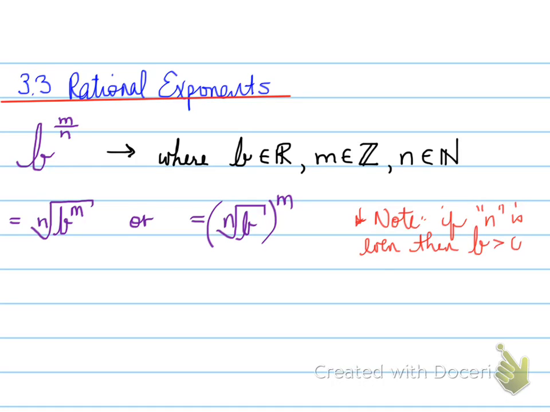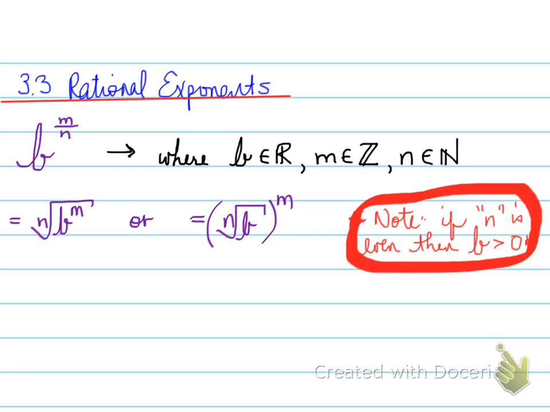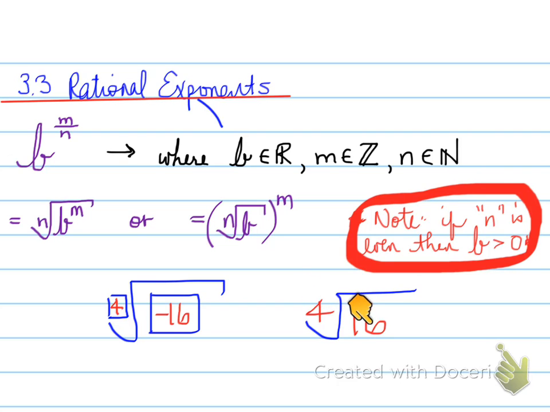Now, note, if n is even, so if the index n is an even number, so 2, 4, 6, 8, the b, the number under the root sign, has to be a number bigger than 0, meaning it has to be a positive number. Because if you remember, we cannot take the square root of a negative number. So basically, let's say the fourth root, you can't have a negative 16. Whereas you can do the fourth root of 16, which is 2, but you definitely cannot do the fourth root of negative 16 because there is no number multiplied by itself 4 times that will give you negative 16. It's impossible. So folks, this is correct and this is not correct. An error will show up on your calculator.